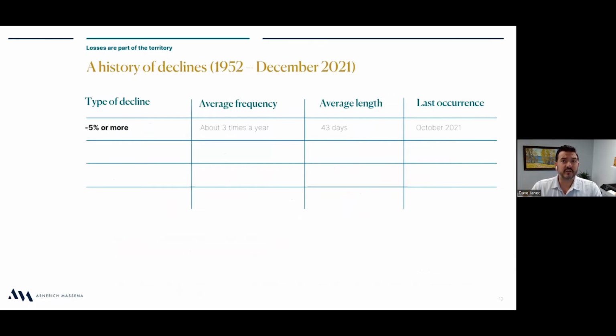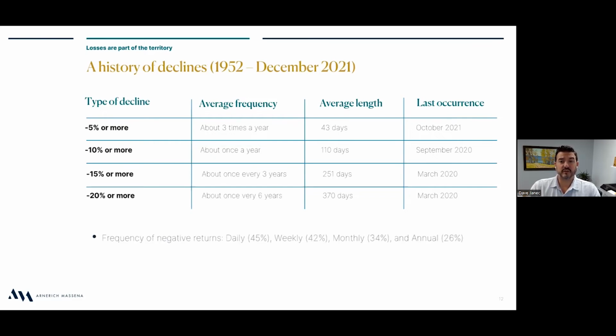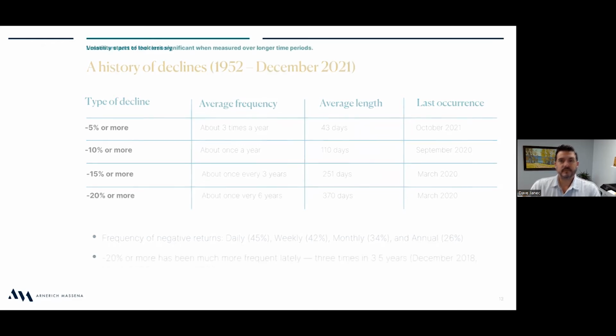For instance, there tends to be drawdowns of 5% or more about 3 times a year, 10% or more around once a year, 15% or more about once every 3 years, and 20% or more, which is a technical bear market, occurs about once every 6 years. One thing to note is that the 20% drawdowns have become much more frequent recently, with 3 of them in 3.5 years, most recently in June 2022.